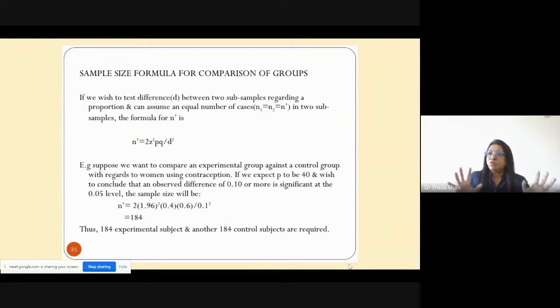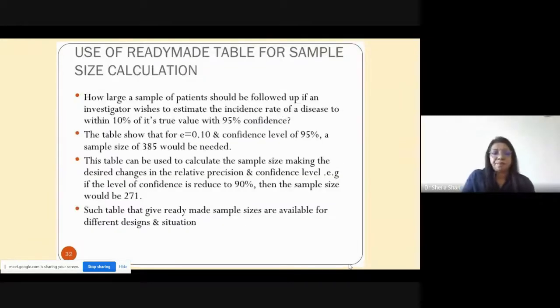But if you want to do a control group, you have to break them. So 184 one group, another 184. Or another way, use a ready-made table. Now we are living in a fast world, fast food, everything we want fast. Even getting a degree, we want it fast. So we have a ready-made table.